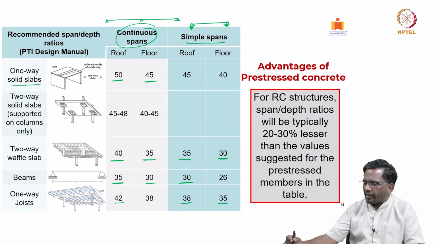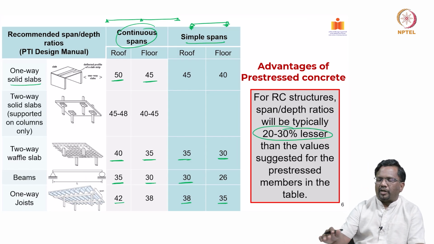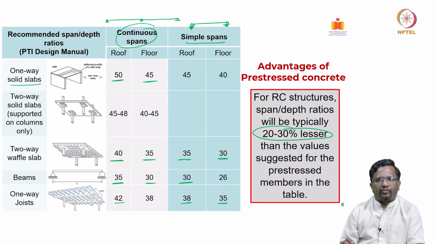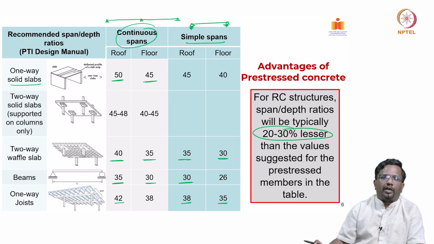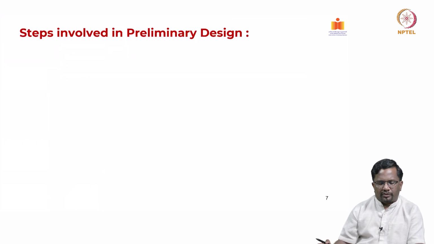In general, for RC without any pre-stress, the span to depth ratio will typically be 20 to 30% lesser than the values suggested in this table. So, that is a big advantage with pre-stress. This is only a guidance. Of course, if you come up with more reinforcement or a unique design, this value can be even higher, 20 to 30, maybe 40, 50% also. But this is a generic rule that for reinforced concrete, span to depth ratios will typically be 20 to 30% lesser than for a pre-stressed member of equivalent design.